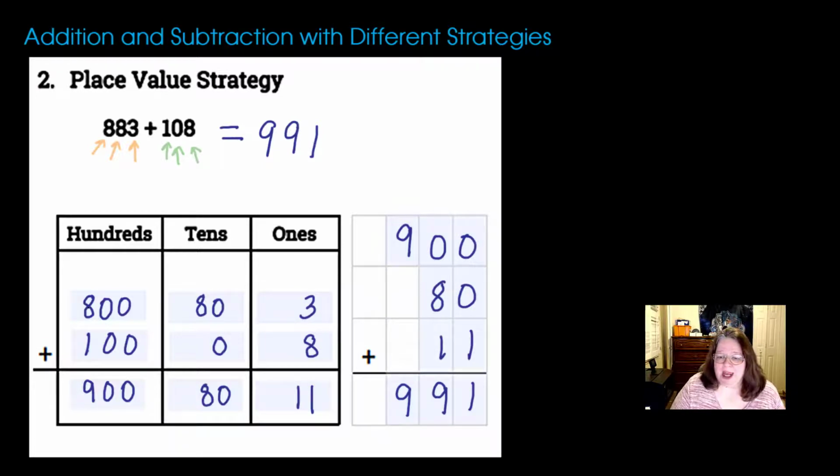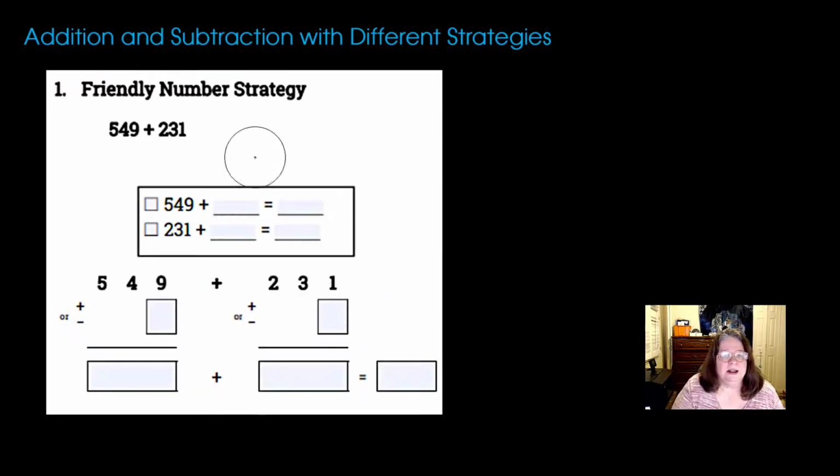All right, let's look at the next problem. And our next is using the friendly number strategy. Okay, for friendly numbers, what that means is that we're going to trade back and forth between these two numbers to find a way that might be a little bit easier to add. And one way of doing that is by changing one of these numbers to a number that ends in a 0, to a multiple of 10, like 10, 20, 30. Now these are in the hundreds, so it would be 540, 550, but a multiple of 10.